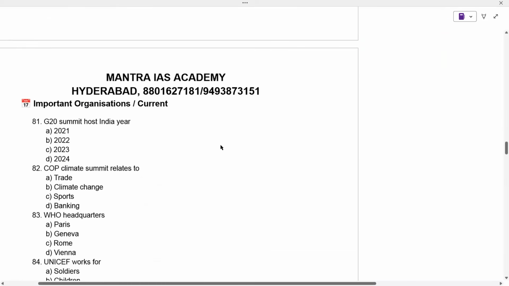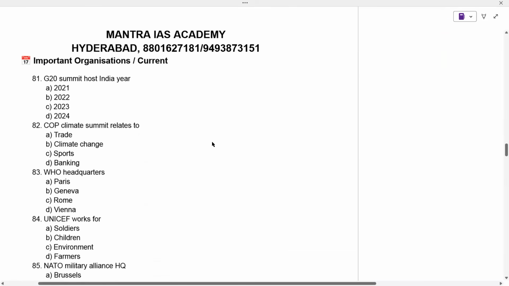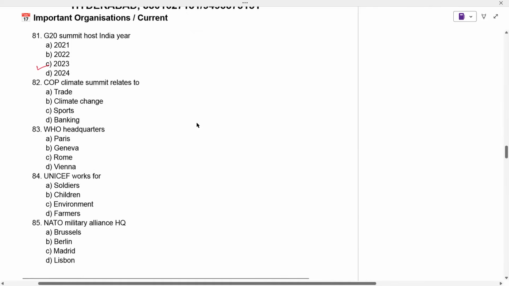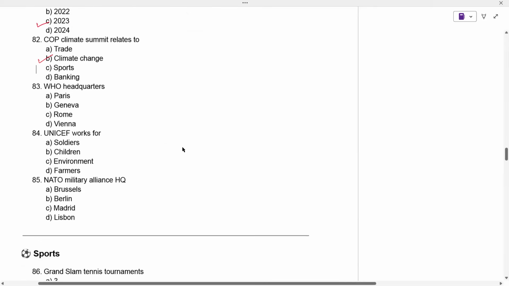RTI. Then important organizations like the G20 Summit. India hosted it in which year? G20 Summit, you know, India hosted in 2023, beta. COP Climate Summit relates to which one? Trade, climate change, sports or banking? No doubt, climate change. WHO stands for World Health Organization. Headquarters in which place? Option A, Paris, B, Geneva, C, Rome, D, Vienna. So beta, the answer is Geneva, that's in Switzerland, right?